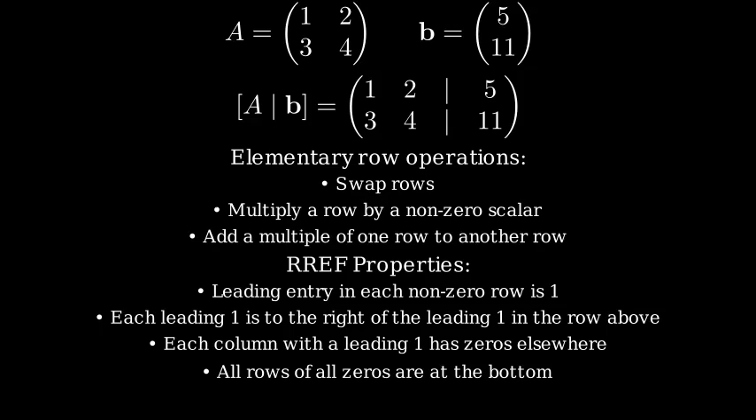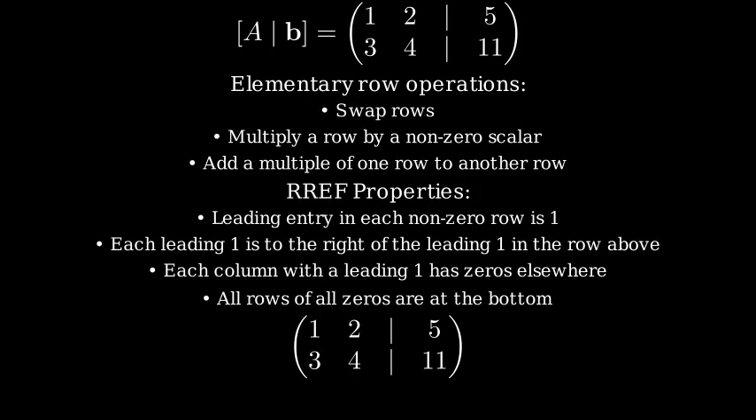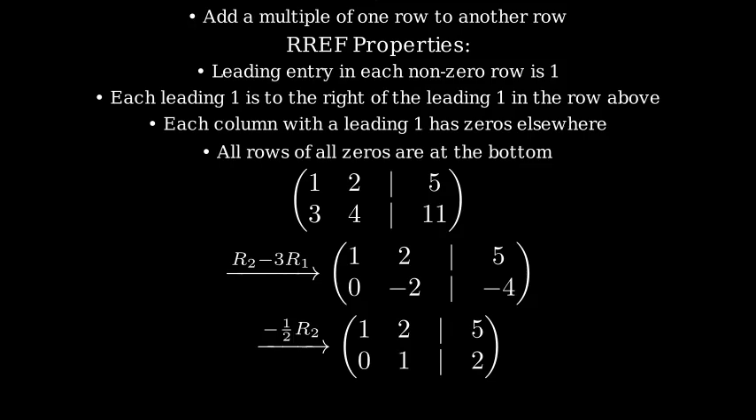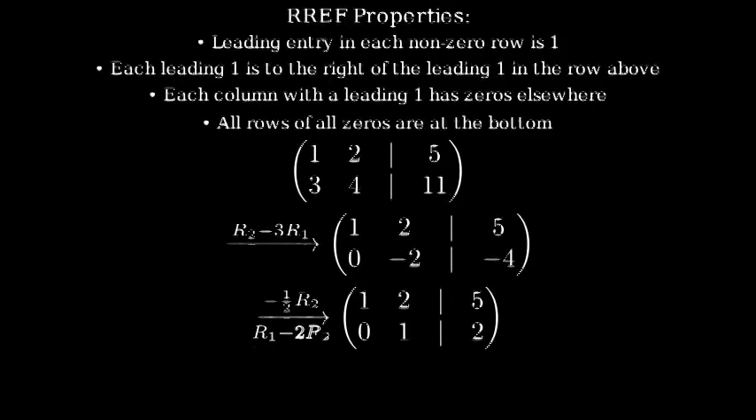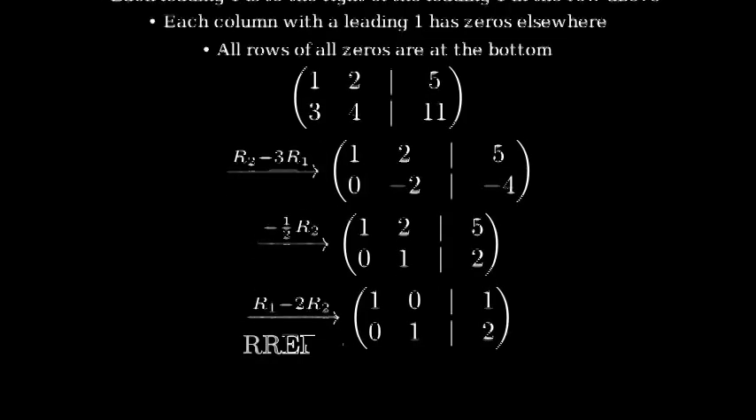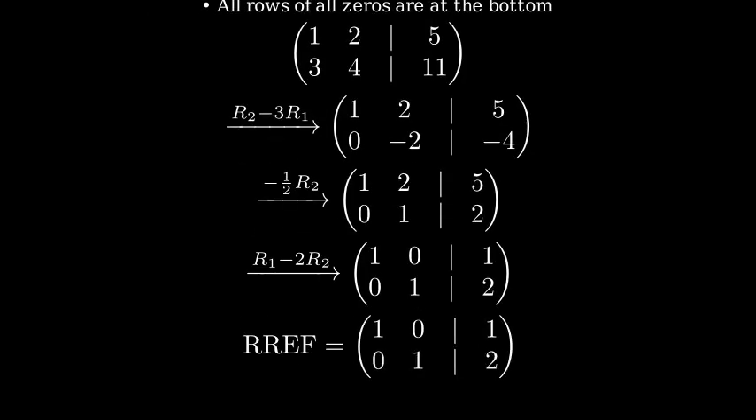Let's see how row reduction works with our example. We start with the augmented matrix. First, we subtract 3 times row 1 from row 2. Next, we multiply row 2 by -1/2. Finally, we subtract 2 times row 2 from row 1. The result is the RREF of our augmented matrix.